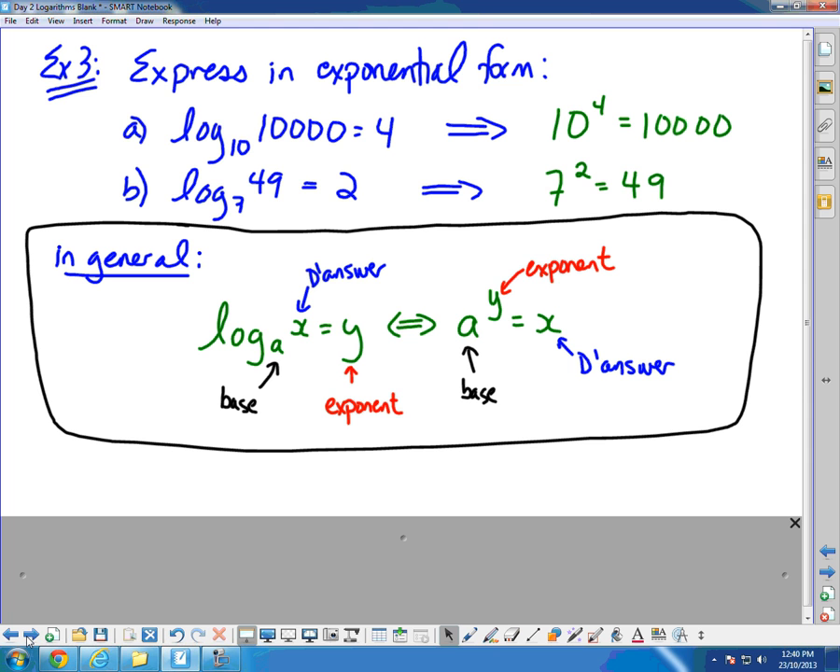So knowing all the parts, we have log of x base a, so there's the base, equals the exponent y, because it asks what exponent do I put on a to get x, to get the answer of x. Here it is in exponential form, a to the y equals the answer of x.